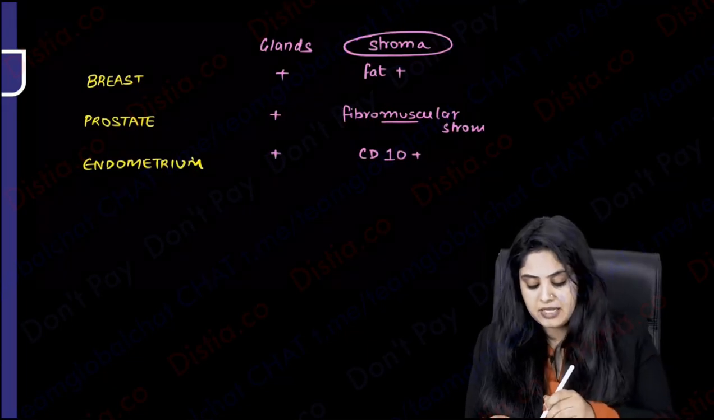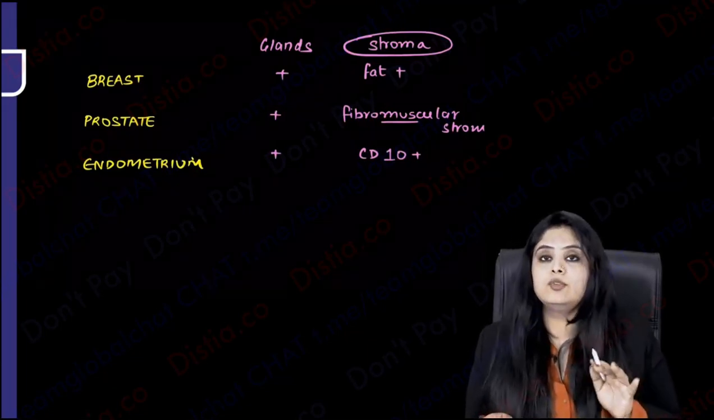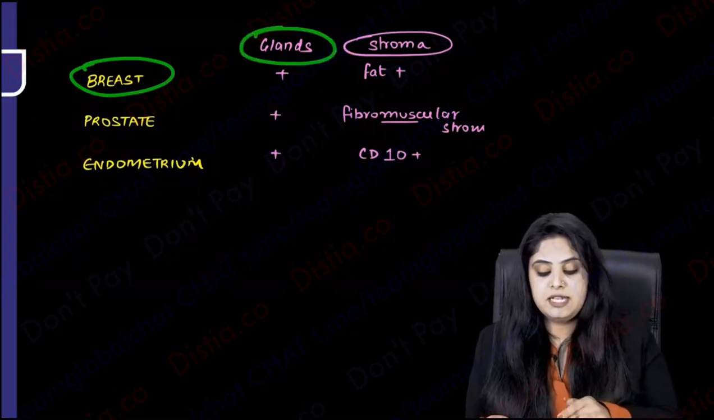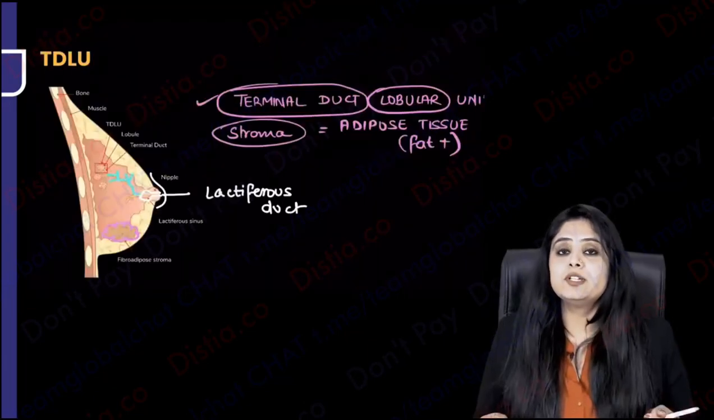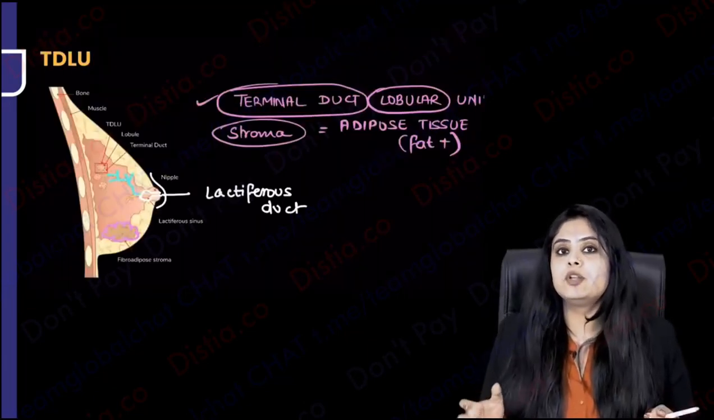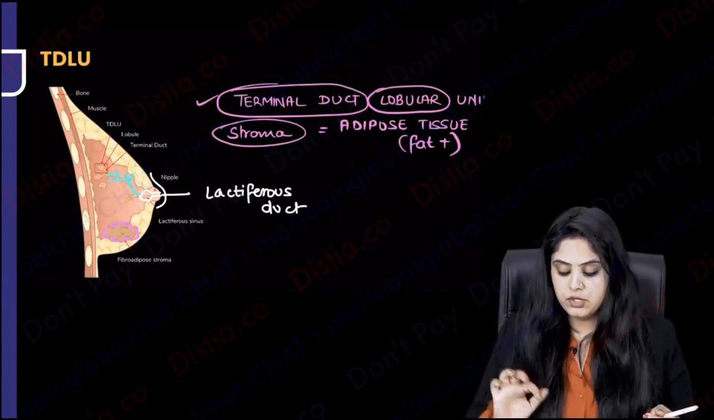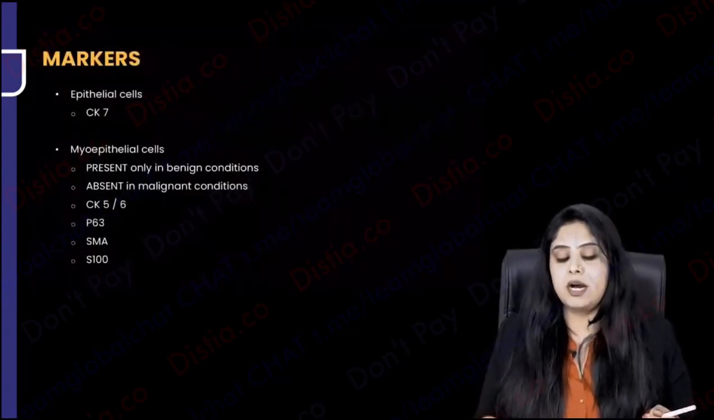All the way coming back, we are done with our breast basics. We've done what is TDLU, we've done what is stroma. Now this was all the anatomy part. Now it's time that we go into the histology part, the real pathology and histology that we need to know. So we'll first start with our story of the markers.